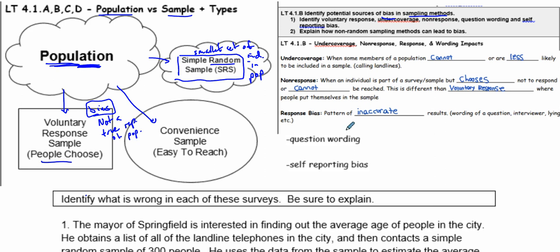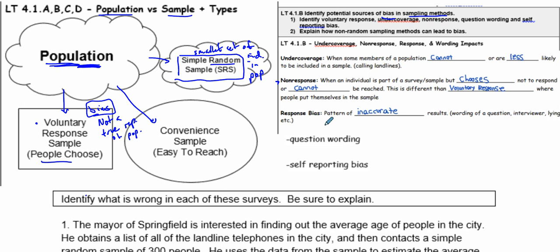Non-response bias is when an individual is part of a survey sample but chooses not to respond or cannot be reached. You see this a lot with telephone surveys and whatnot. This is different than voluntary response, as we said right here. Voluntary response is where people just choose to be in the sample themselves. So they actually do respond, but that also brings in some other biases as well.